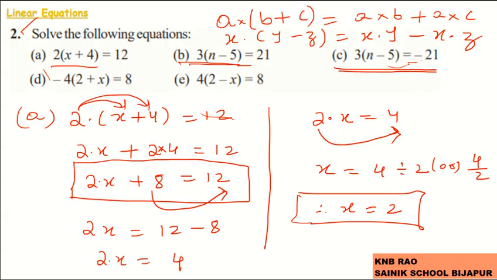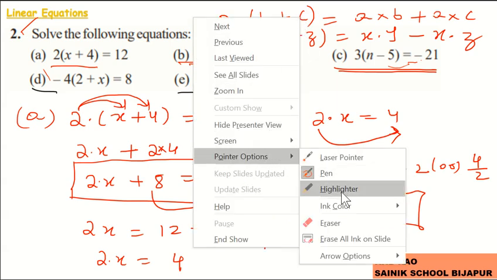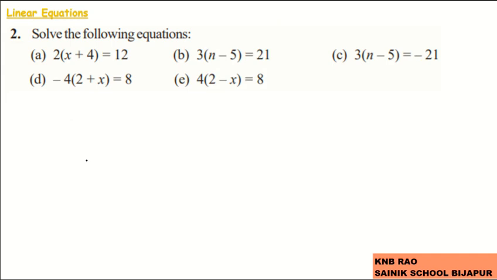Now here we have D and E, which you can solve. I'll tell you the answers only. Here, minus 4 of 2x gives minus 8, minus into minus, minus into this plus becomes minus 4x equals 8.